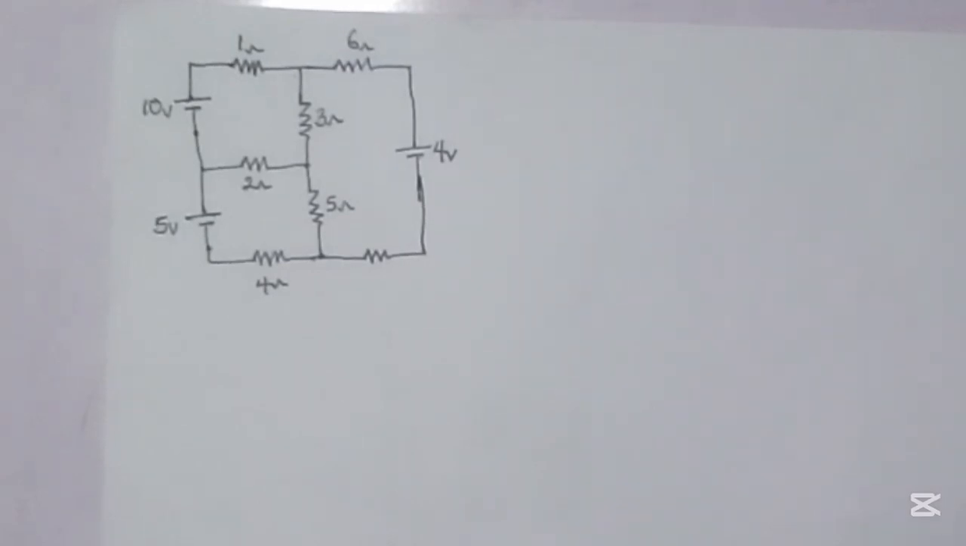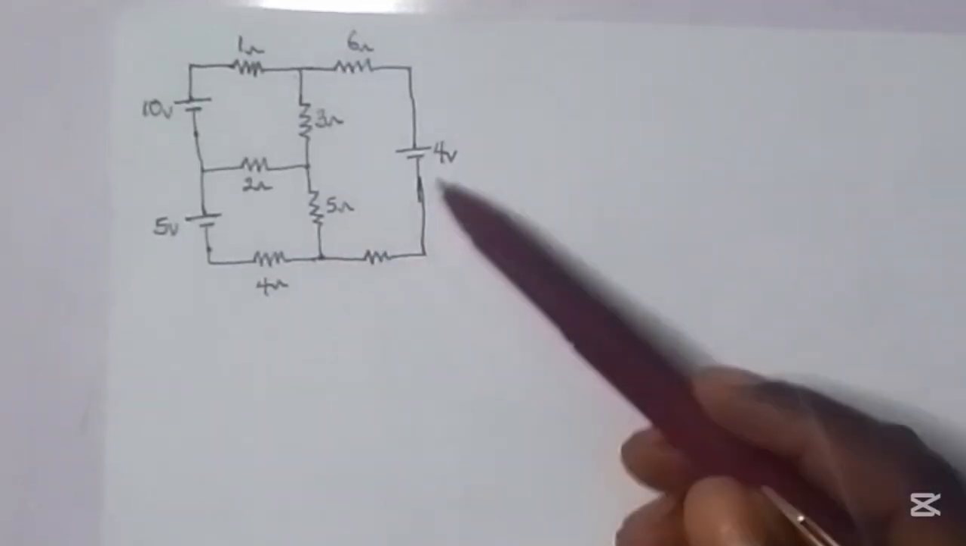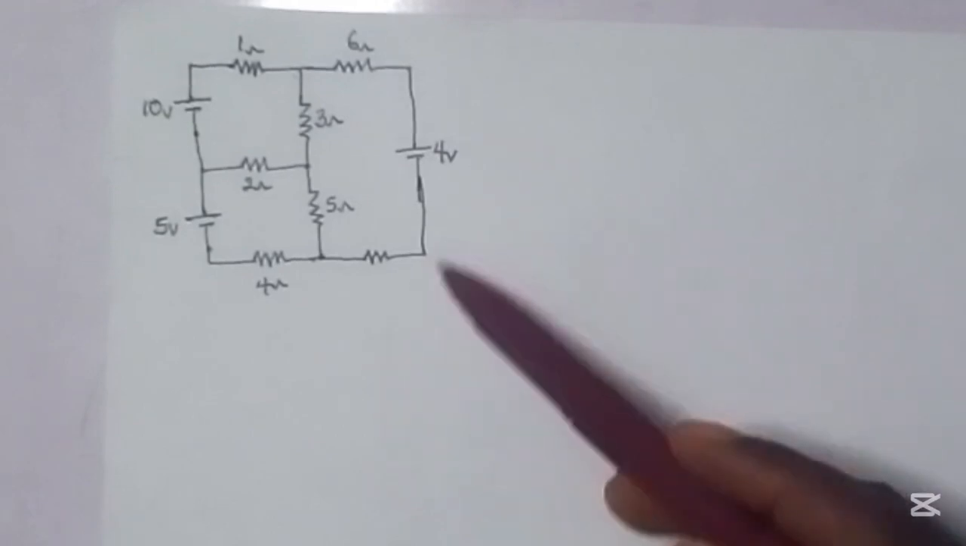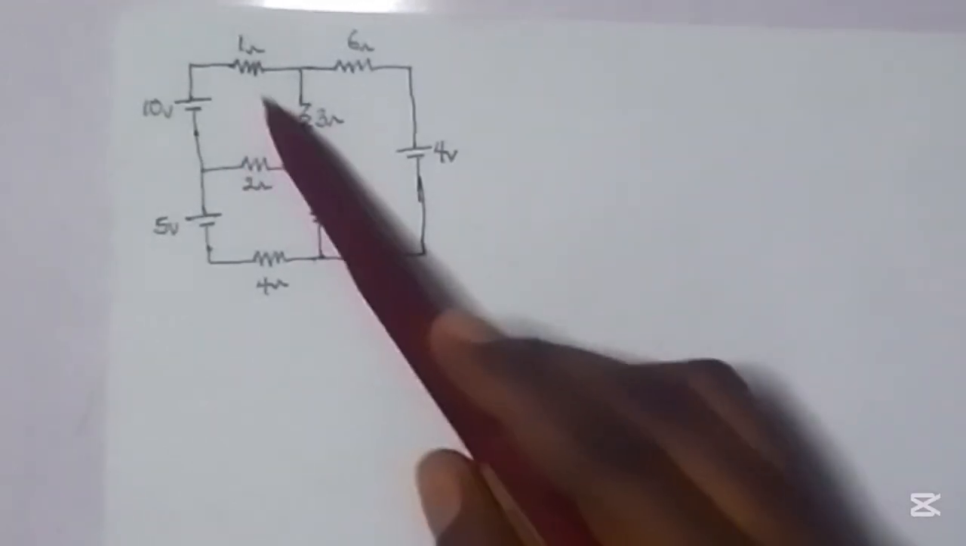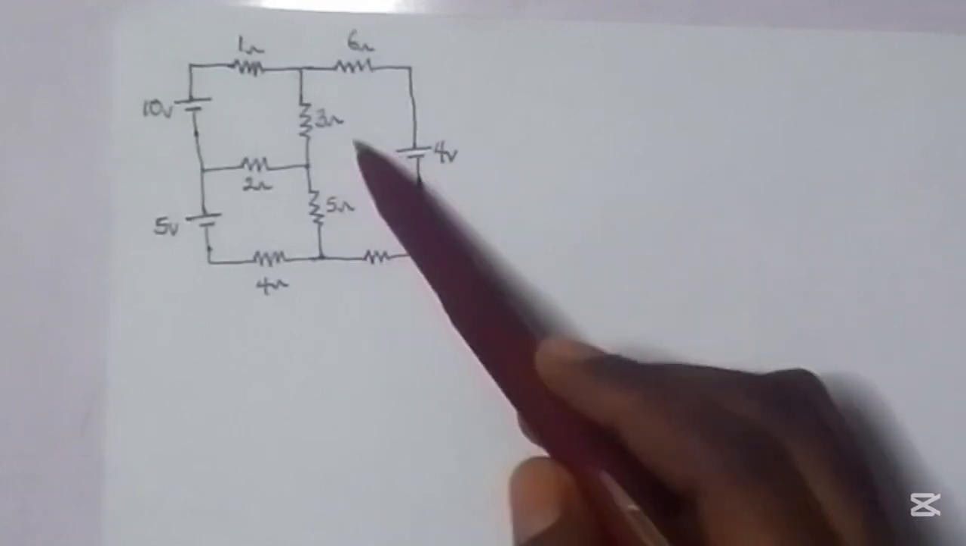So when you're given a simple circuit and you have to perform mesh analysis, first of all, identify the meshes. For this particular circuit, we can see we have three meshes, one here, two here, and the third one here.